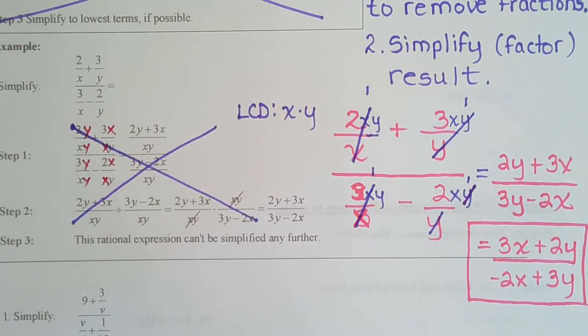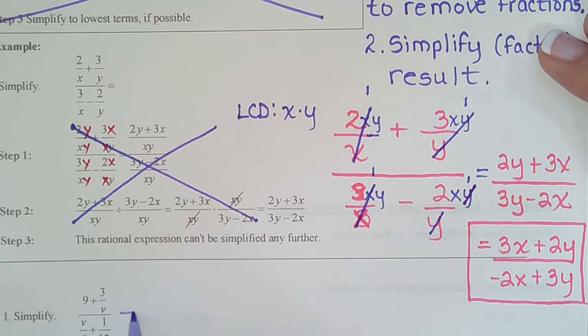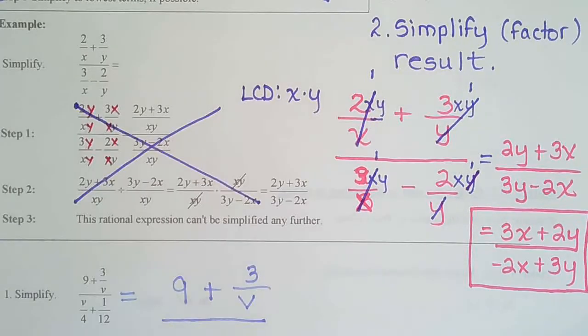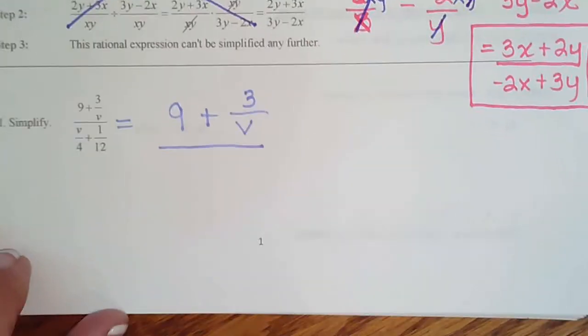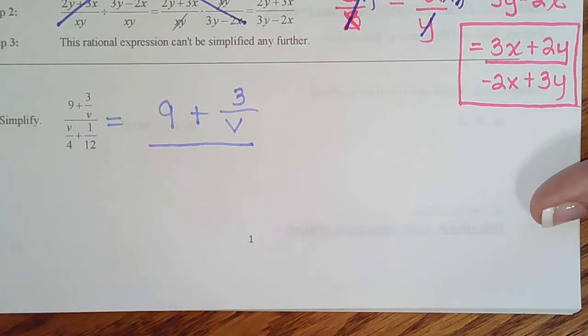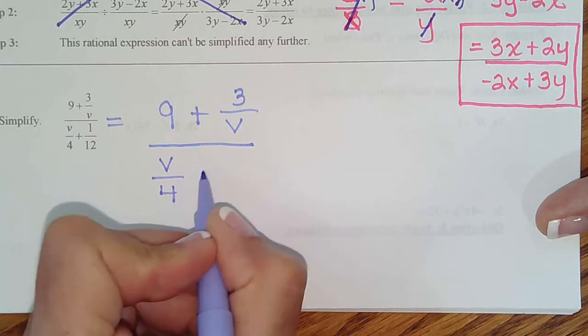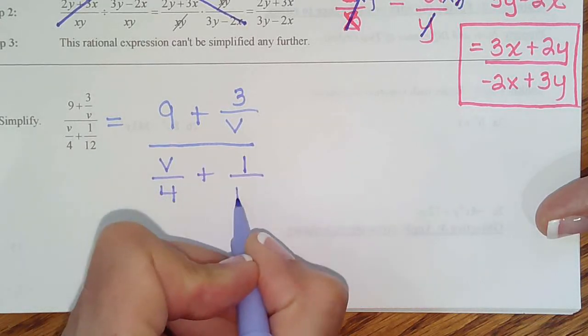Okay, shall we practice? Let's do one more together and then you can work on 2. How about that? So step 1 is write it nice and big. 9 plus 3 over v, over v over 4, plus 1 over 12.